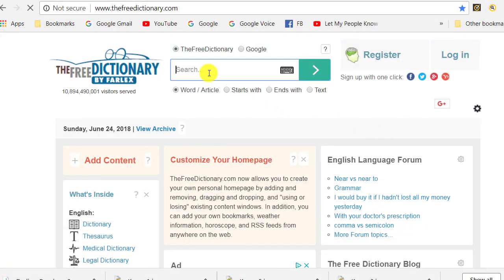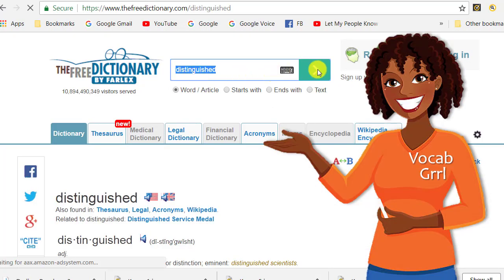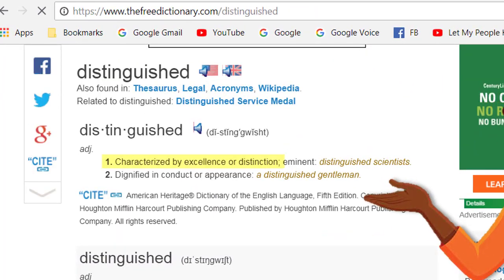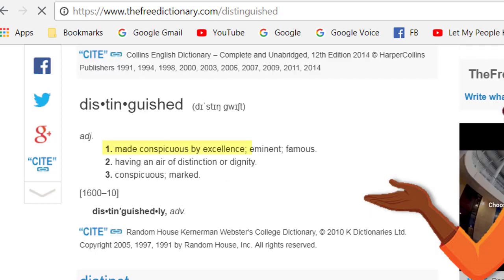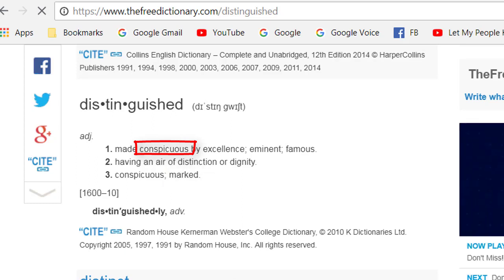Let's go to thefreedictionary.com for additional definitions. Thefreedictionary.com defined distinguished as, in addition to what we already have, characterized by excellence or distinction, dignified in conduct or appearance, made conspicuous by excellence, marked. Oh, it gets better. Two words that I wasn't sure how they fit were conspicuous and marked. Vocab girl, can you enlighten us, please?